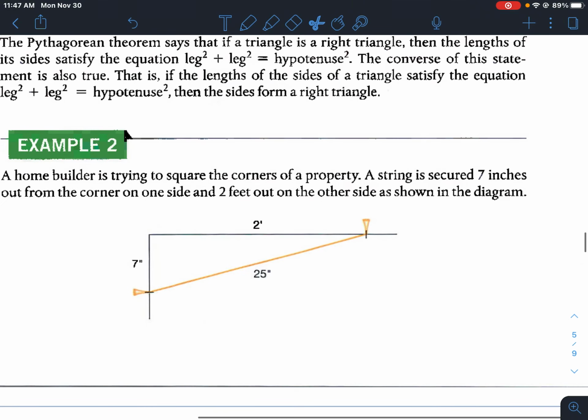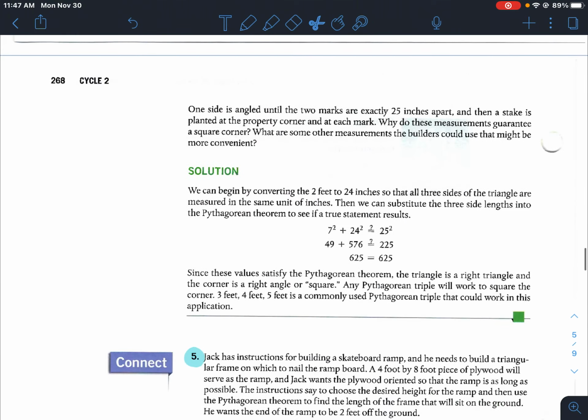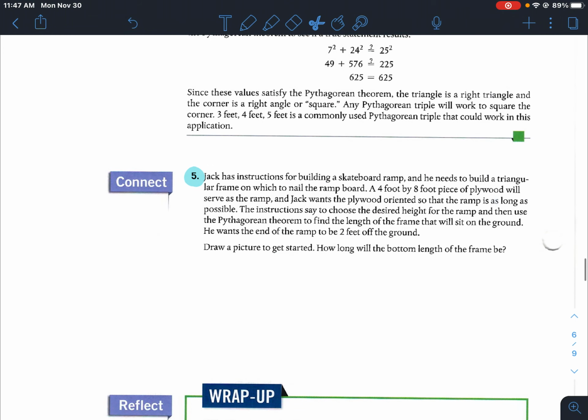Okay, so when would we use the Pythagorean theorem, Pythagorean triples? Here's a real life example. Home builders trying to square the corners of a property. A string is measured 7 inches from a corner on one side and 2 feet out on the other side. So they drew a diagram to help them out, and solved with the Pythagorean theorem. Read through that one if you want to.